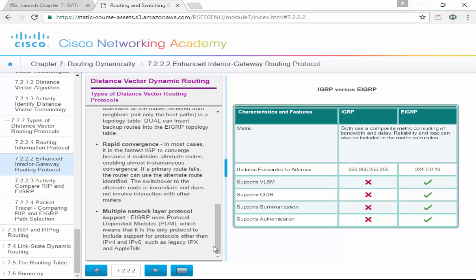Multiple network layer protocol support. EIGRP uses protocol dependent modules, which just means it usually separates between IP version 4 and IP version 6. But back when there were legacy layer 3 protocols such as IPX and AppleTalk, it was just a really neat thing to have, I guess.